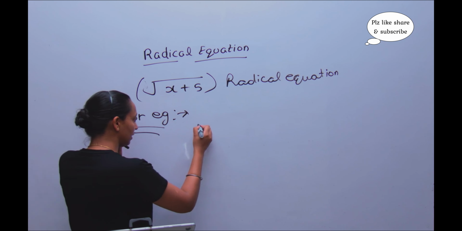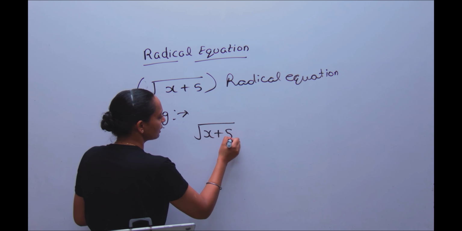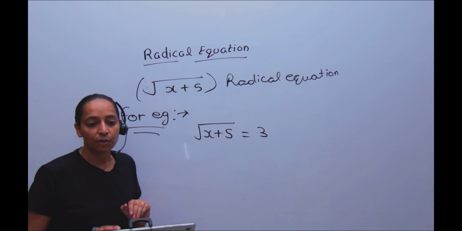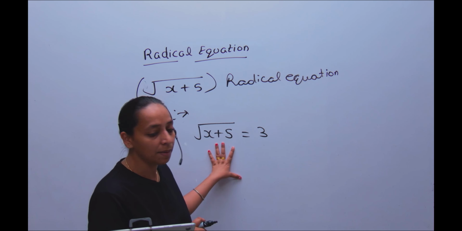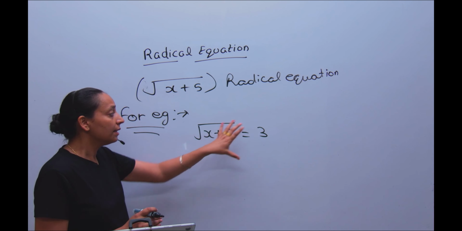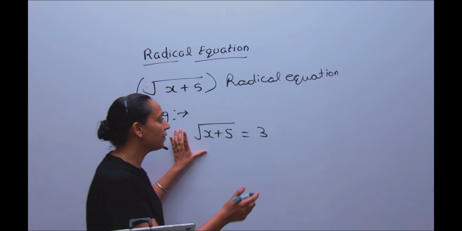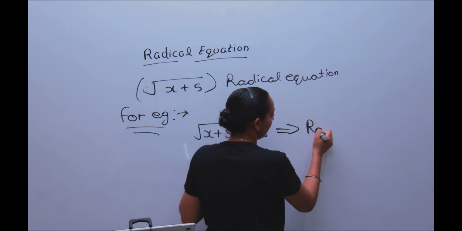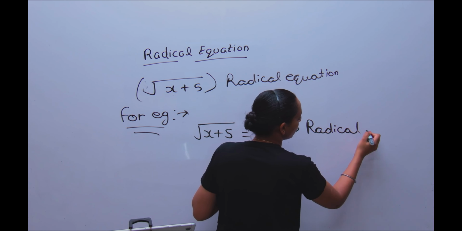Suppose we take this equation: square root of x plus 5 is equal to 3. We have an equation in the form of a radical. What type of equation is this? This is a radical equation.